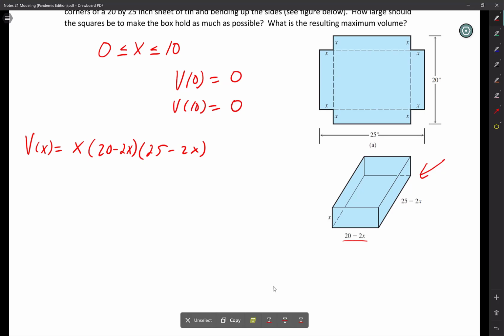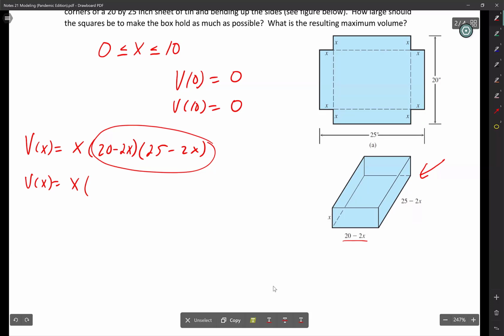Now, if I were you guys, you can use the triple product rule right here if you wanted to, but I think it's easier to just make a polynomial. All right, let's do a polynomial. V of x equals, I'm going to leave the x on the outside. I'm going to multiply these two binomials first. 20 times 25, let's see, if I have 20 quarters, I have $5. So that must be 500.